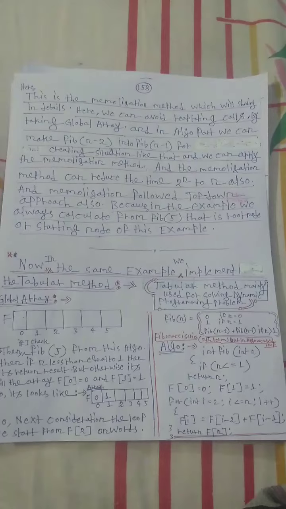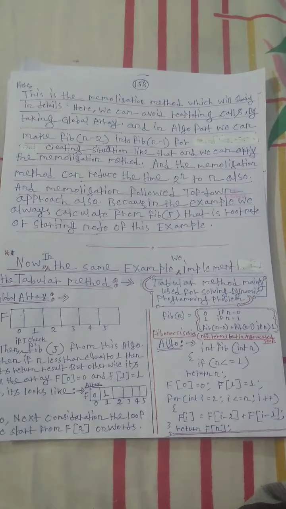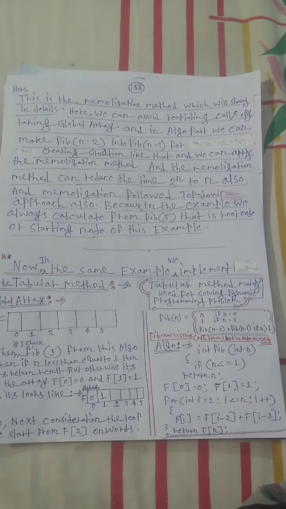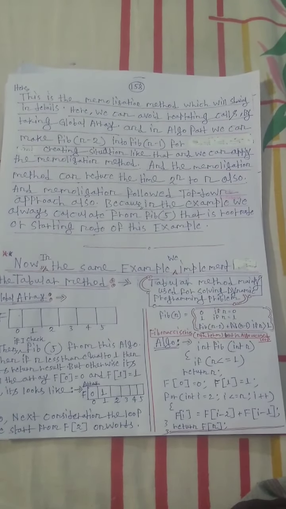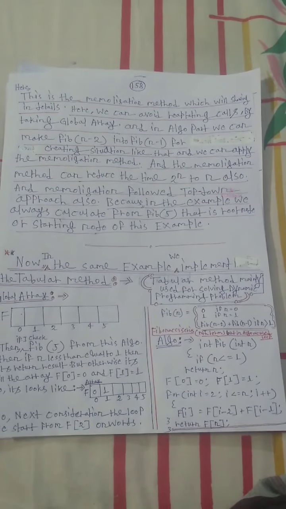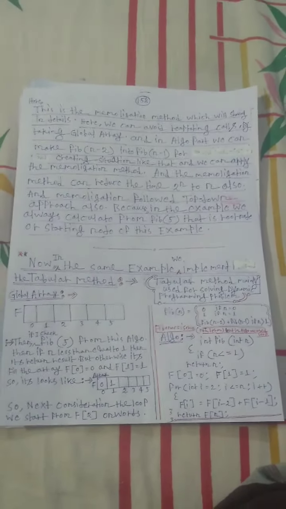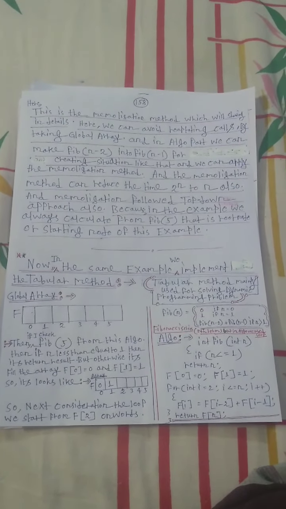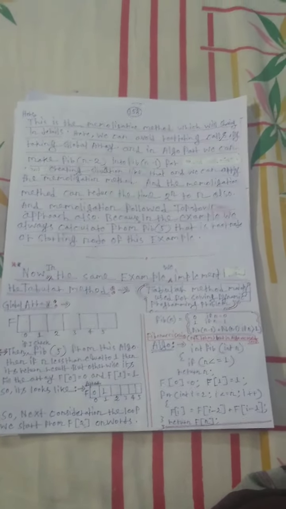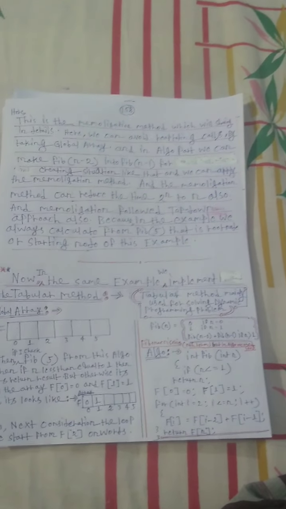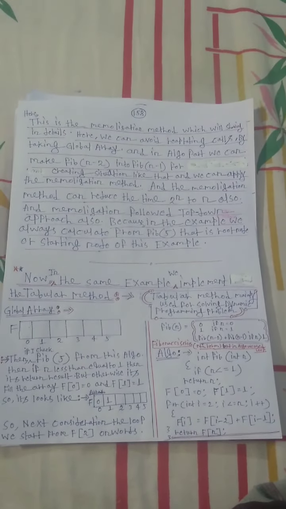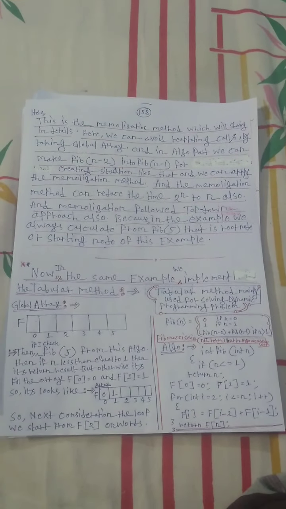Here we can avoid repeating calls by taking a global array, and in the algorithm we compute fib n minus 2 plus fib n minus 1, and we apply the memoization method. The memoization method can reduce the time from 2 to the power n to n. And memoization follows the top down approach, because we always start from the root node. In this example we always calculate from fib 5, that is the root node or starting node.